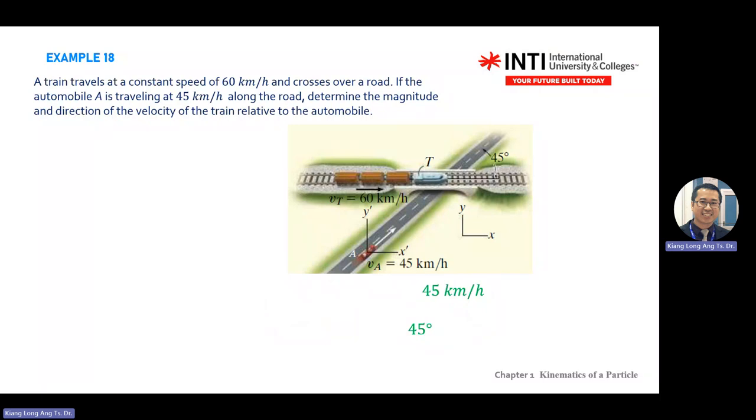Okay, an example of application. You have a train moving from left to right, VT or V train, 60 kilometers per hour. There is a highway road that is at 45 degrees to the rail track, and the red vehicle is moving at 45 kilometers per hour. You are given X, Y position, and X prime, Y prime is the moving object. The train is given a constant speed. If automotive A is traveling at a certain speed, determine the magnitude and direction of the velocity of the train relative to the automotive. So relative means slash: train slash automotive.